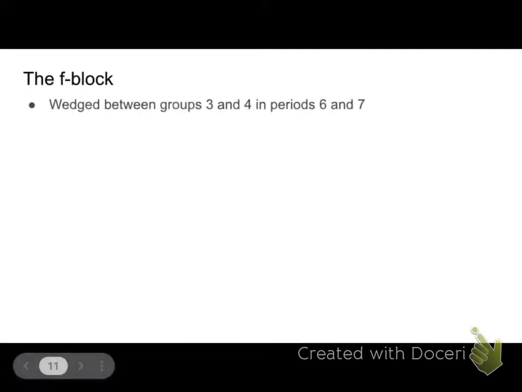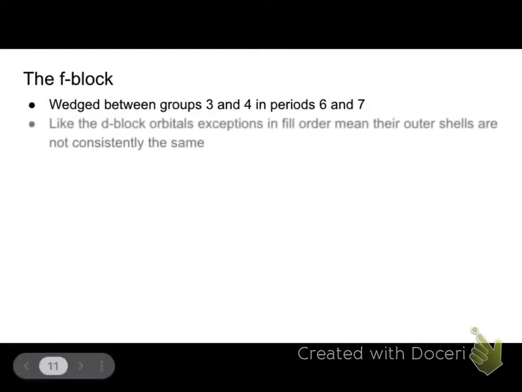The last block we need to talk about is our lovely friend, the F block. Okay? This is wedged down there between groups 3 and 4 in periods 6 and 7, more commonly known as the lanthanides and actinides. On our modern periodic table, it's dropped down below the table so that the table isn't unwieldy and wide, but the elements really do belong there in group 3 and in periods 6 and 7 between groups 3 and 4. Okay?